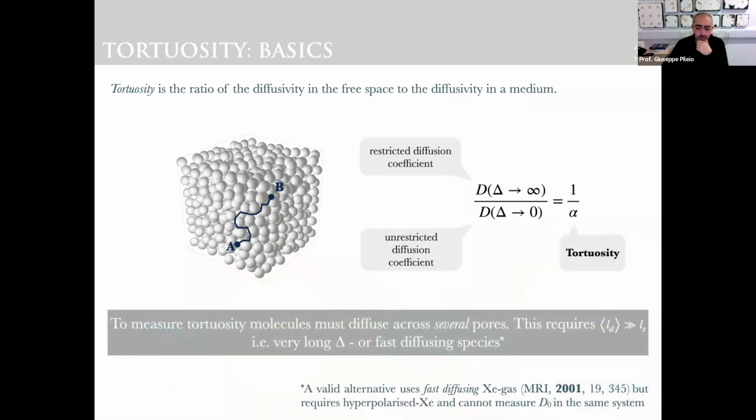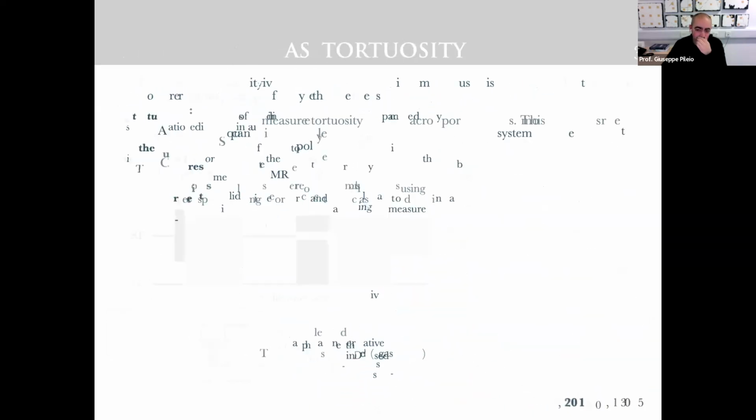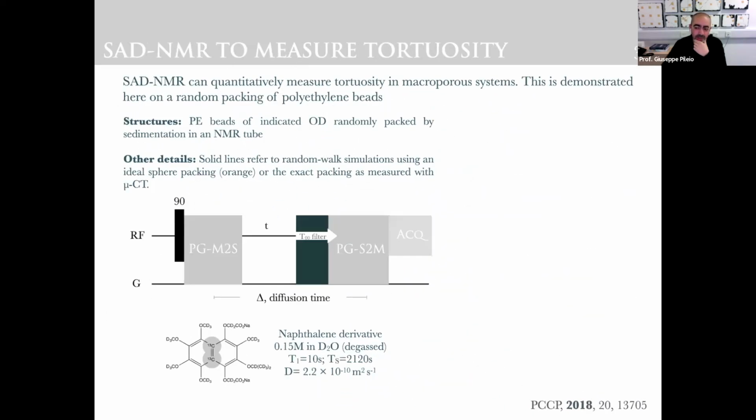Now, obviously, to do that, you need to have access to this restricted diffusion coefficient at infinitely long time. What matters there is having enough time for the molecule to go out from one pore and move through many pores, and explore the whole geometry, which obviously requires time. And this time is granted again by this experiment.